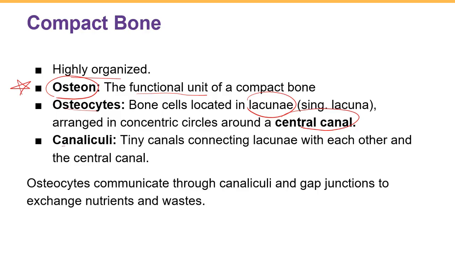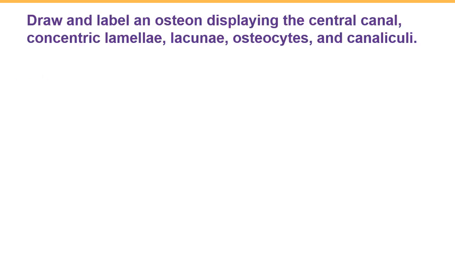And then we talked about canaliculi, which are tiny canals connecting our osteocytes or lacunae with each other and also to the central canal. So in this way, the osteocyte can get nutrients and oxygen from other osteocytes or through the central canal, as we have blood vessel in central canal. Okay, and don't forget to draw and label an osteon and show their central canal, their lamellae, their lacunae, and also osteocyte and canaliculi.